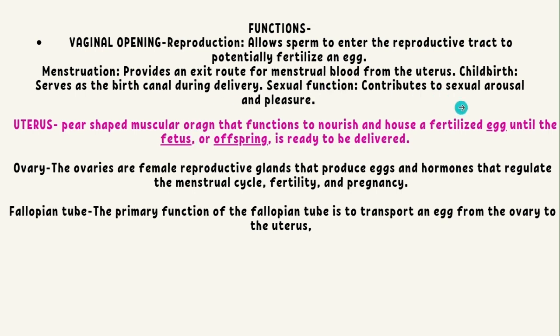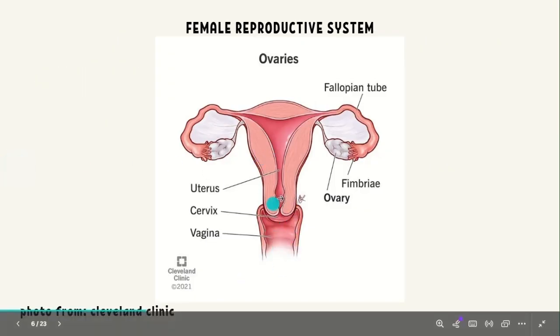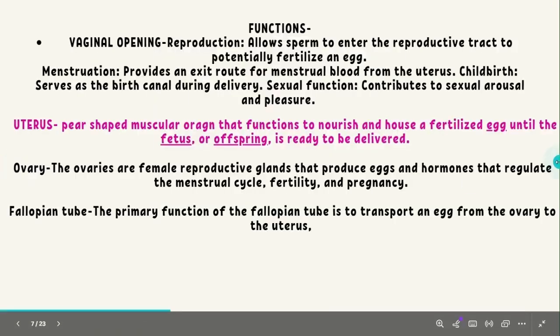So anyways, let's go over the functions. The first one is the vaginal opening. It allows sperm to enter the reproductive tract to potentially fertilize an egg for reproduction. Also for menstruation, it provides an exit route for menstrual blood from the uterus. It also functions in childbirth, serving as a birth canal during delivery, and also for sexual function.